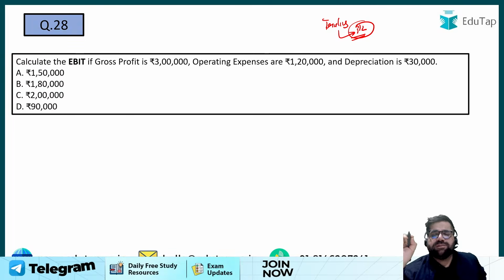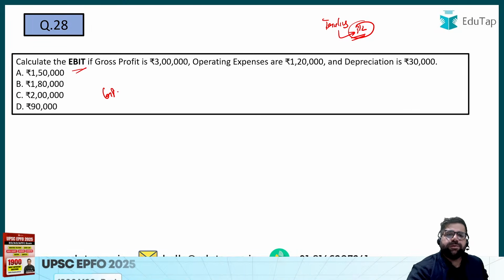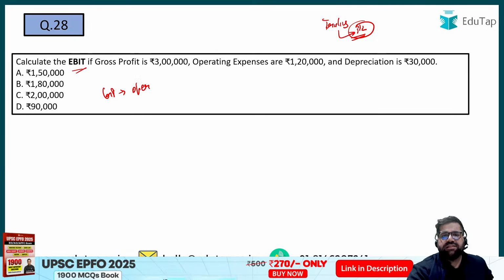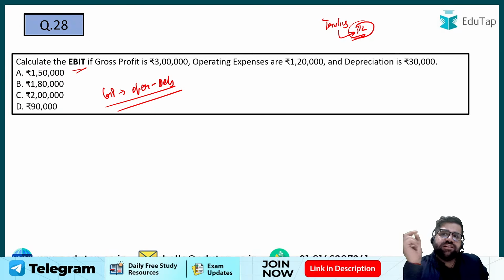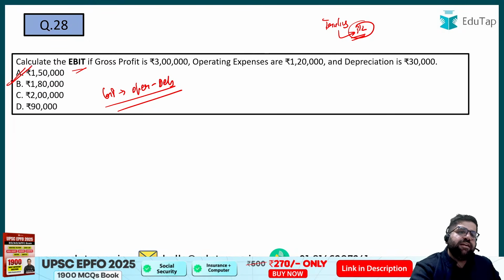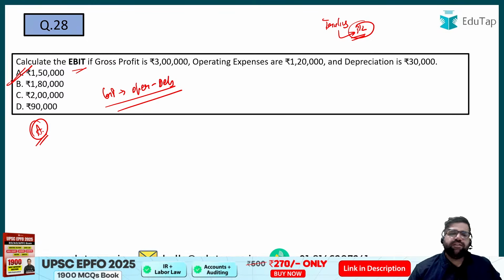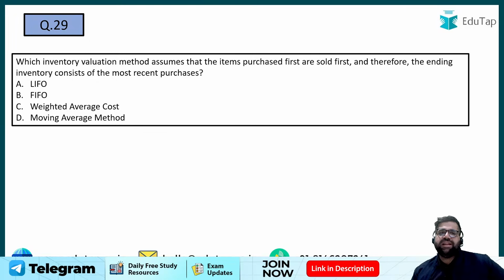Calculate EBIT if gross profit is 3 lakh, operating expenses is 120 and depreciation is 30. EBIT निकालना है. EBIT के लिए you need gross profit minus your operating expenses minus your depreciation. Right? Operating expenses is given to you and depreciation is also given to you. So what will be the correct answer? 3 lakh minus 120 minus 30 will give you answer as option number A, which is 1,50,000. Yes, the correct answer will be 1,50,000. Good. All of you.